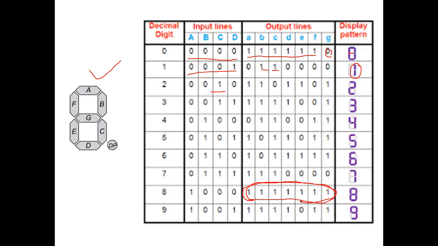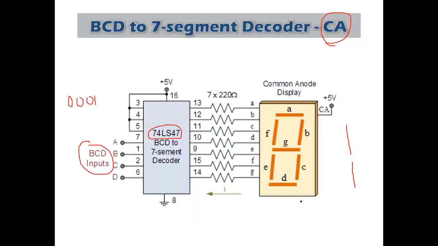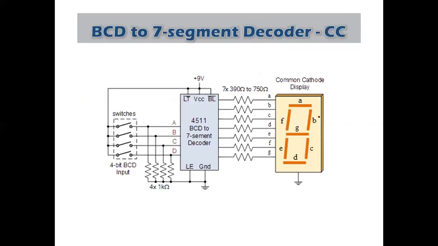This is for the common cathode pattern. The previous one was for the common anode pattern. See here, the anode is connected to VCC, but here the cathode is connected to the ground.